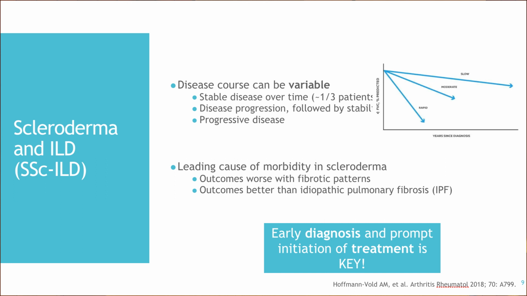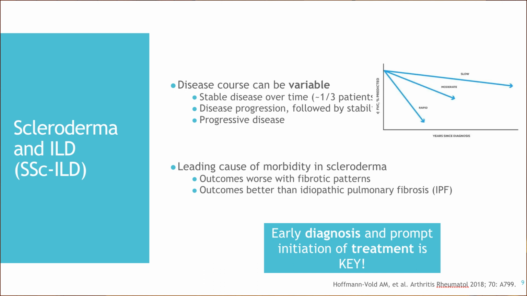So you can see here from this graph, some people have a very slow progression of disease over time. You can see on your y-axis, this says percent FVC, that's forced vital capacity. It's one of the measures of lung function that we measure over time, and I'll talk a little bit more about that in detail later.